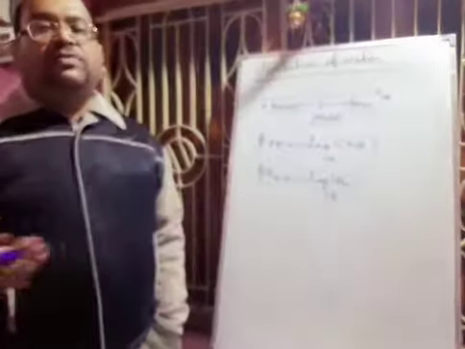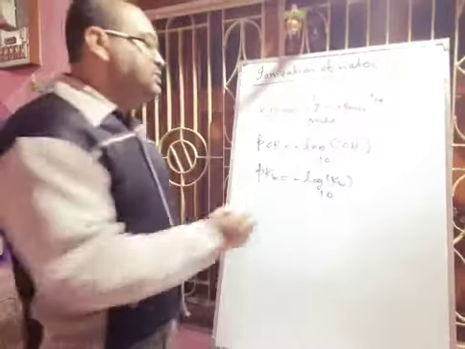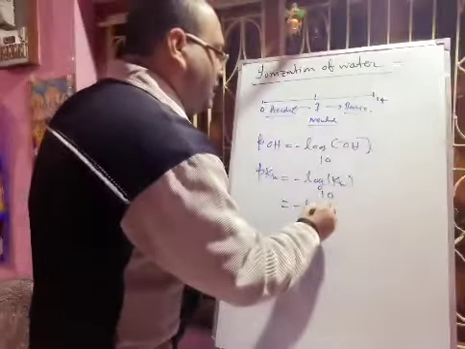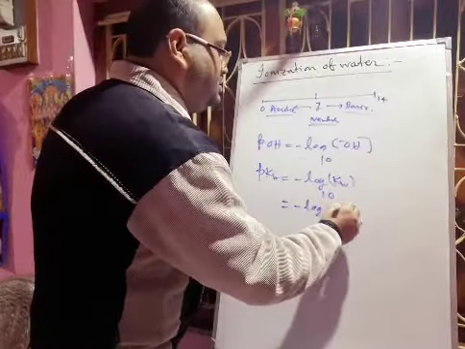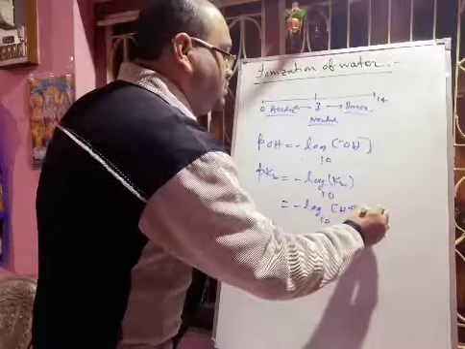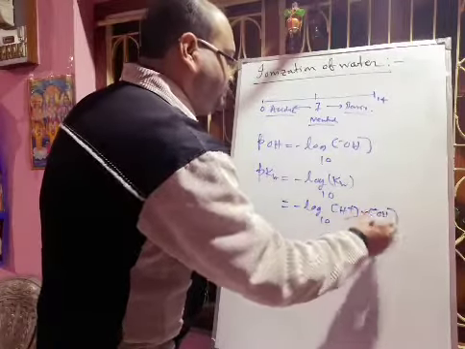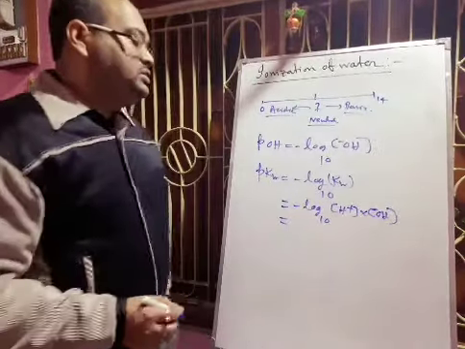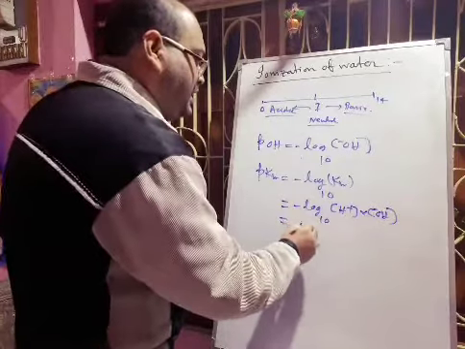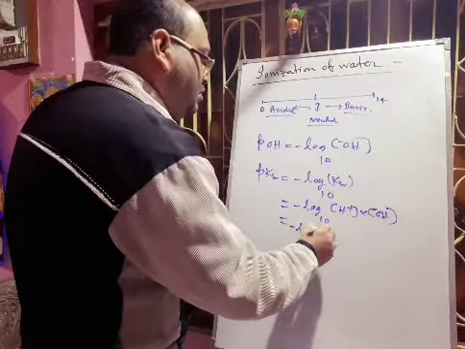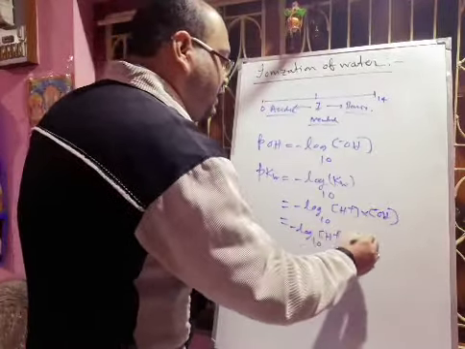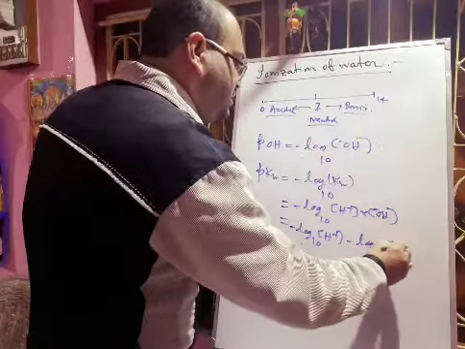Now all of you know that Kw is what? Kw is equal to the ionic product of water, the concentration of H plus into the concentration of OH minus. So from here you can write minus log base 10 of the concentration of H plus, minus log base 10 of the concentration of OH minus.